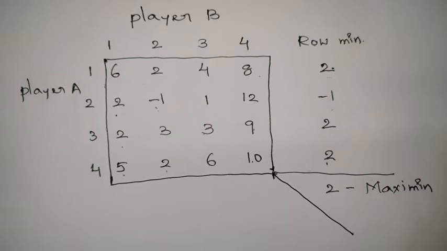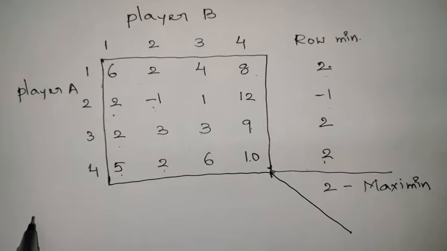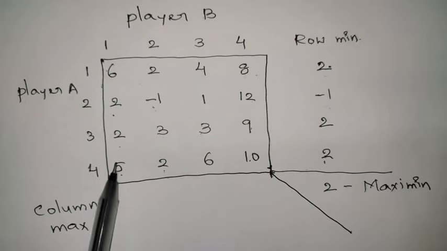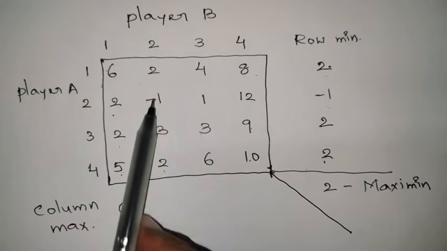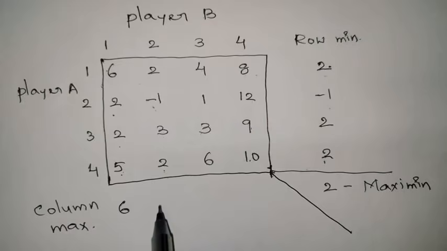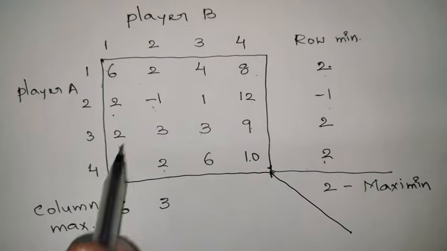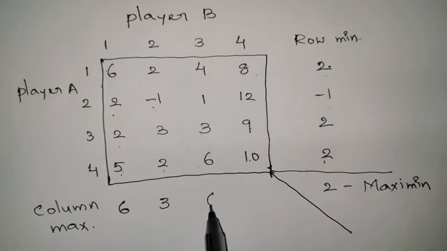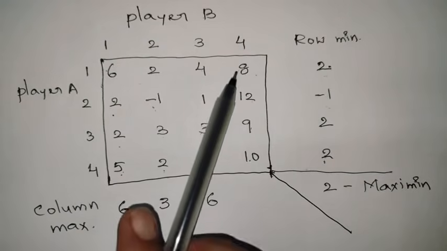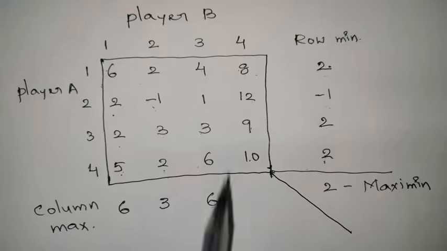Similarly, let us find the column maximums. What are the column maximum values? Take the first column, 6, 2, 2, 5. The maximum value is 6. In the second column, 2, minus 1, 3, 2. The maximum value is 3. In the third column, 4, 1, 3, 6. The maximum value is 6. In the fourth column, 8, 12, 9, 10. The maximum value is 12.